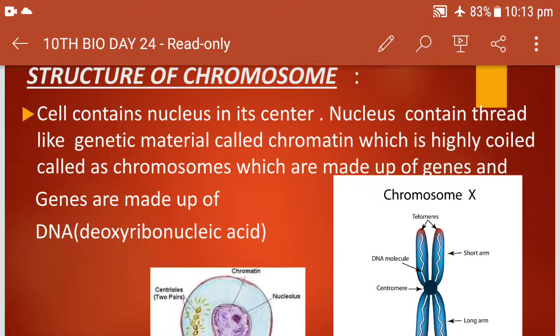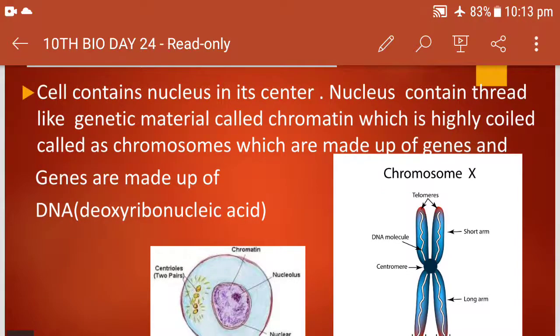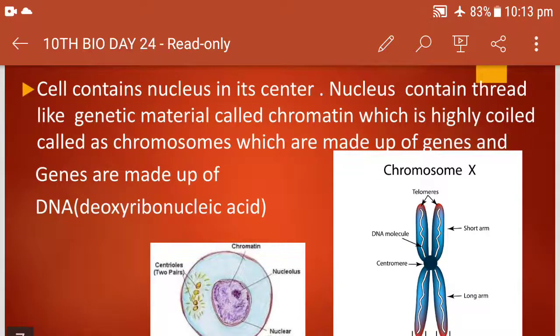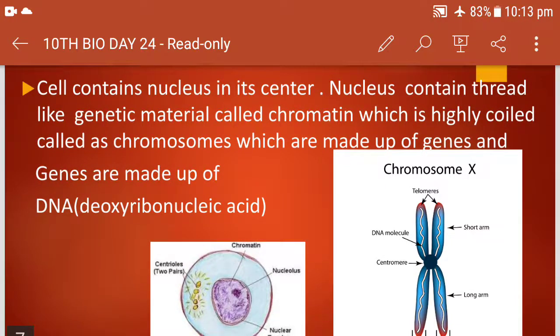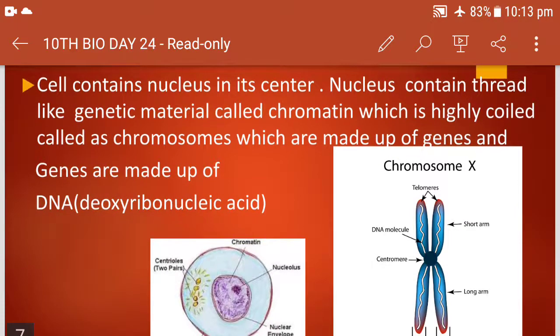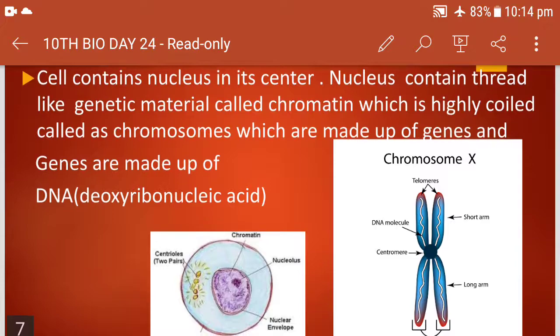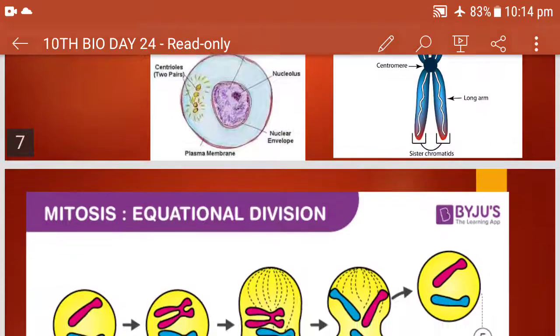Just for your revision, the cell contains the nucleus in its center, and the nucleus contains thread-like genetic material called chromatin, which is highly coiled and called chromosomes, which are made up of genes, and genes are made up of DNA. DNA is deoxyribonucleic acid. You will study it in detail in higher grades.